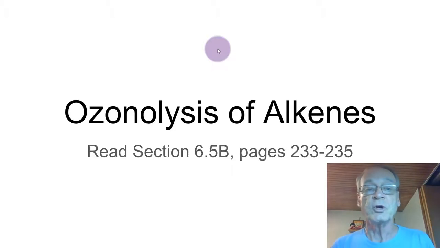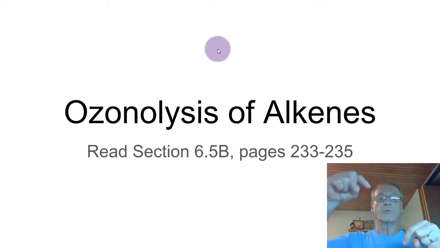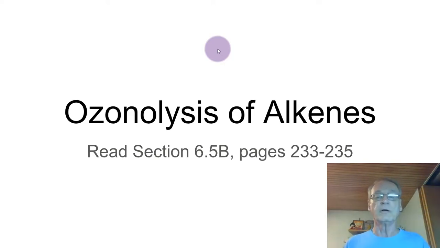Hello. This video is going to be called Ozonolysis of Alkenes. This is the last of the reactions of alkenes, and it's different from the other ones. All the rest of the reactions of alkenes that we've seen so far are addition reactions, where you have the double bond and you add one group to one carbon and one group to the other carbon. They may be the same group as each other, or they may be different.